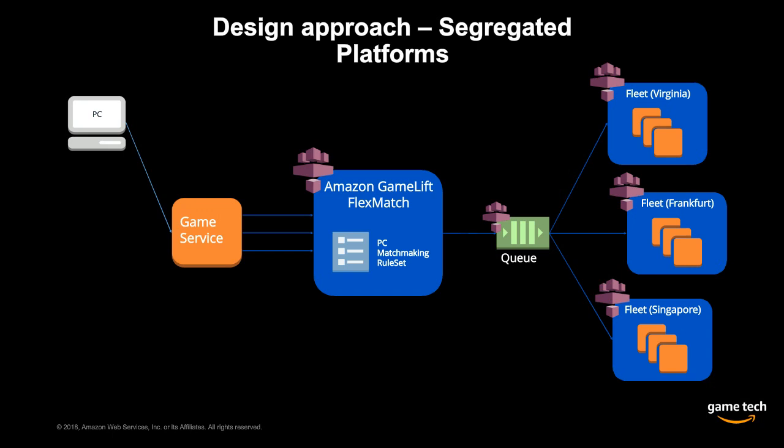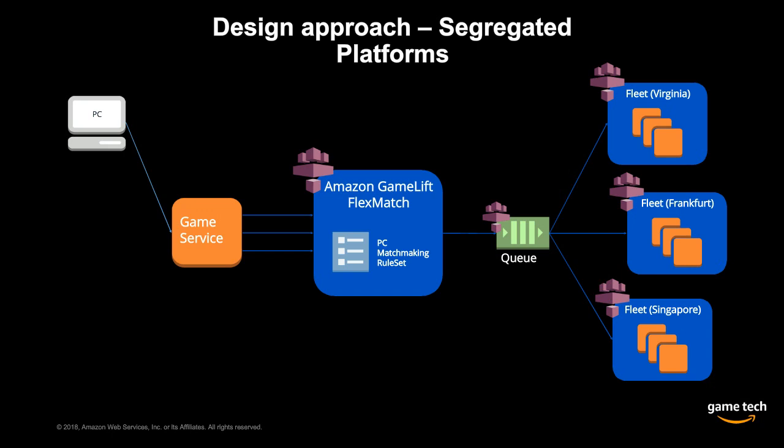So we're going to start with PC. This is essentially just what we saw before. We've got our PC calling our game service. It talks to FlexMatch, and FlexMatch will run our PC matchmaking rule set and use the rules it has there to determine what the match is, and then, of course, pass on to the queue and select a fleet from there.